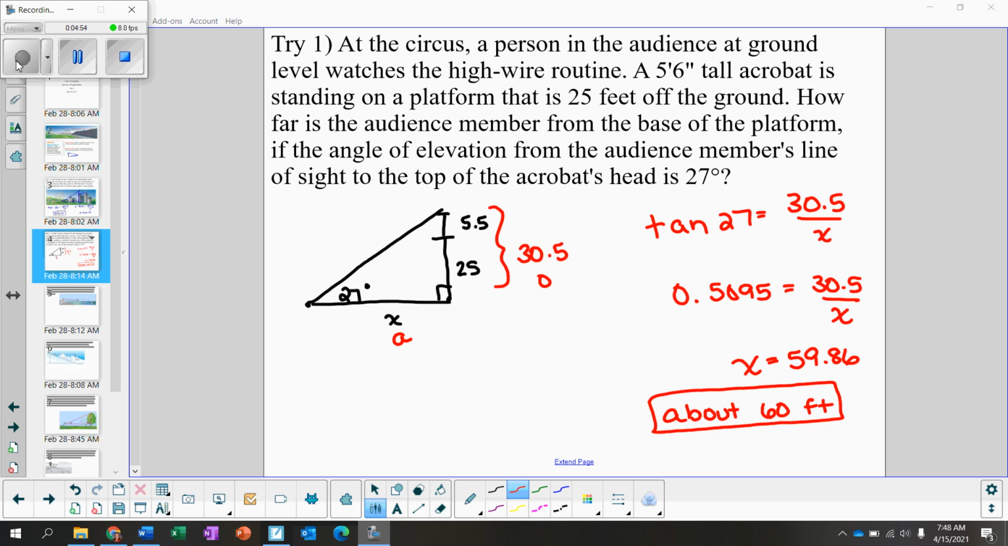All right, so we would have had tangent of 27 equals 30.5 over x. We find the tangent of 27, and then we do 30.5 divided by that number. So we get x is 59.86, so we could say about 60 feet there. If you wanted to say 59.9 or 59.86, that is fine as well.